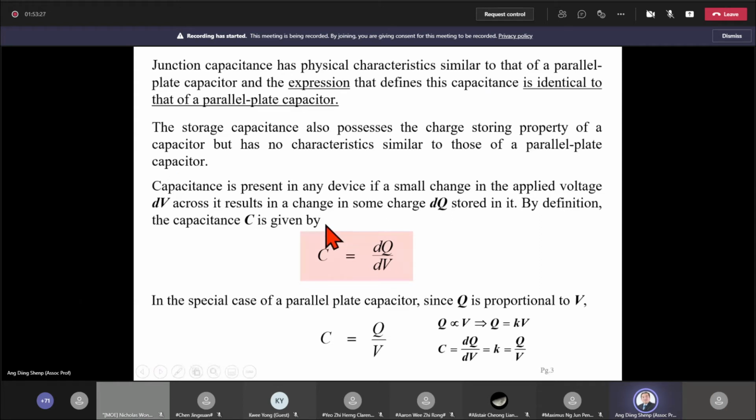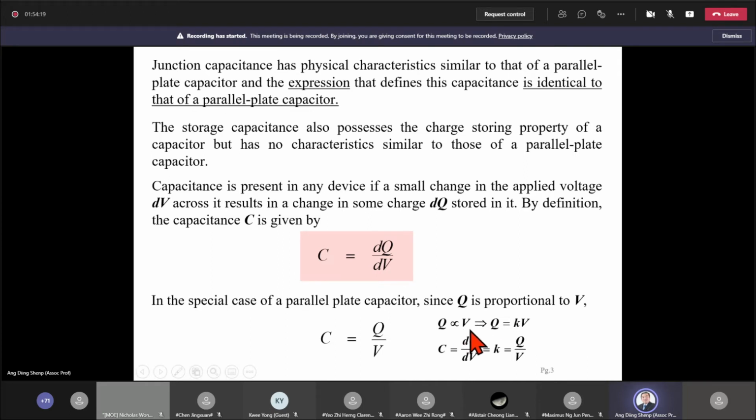Now, as I told you earlier, capacitance, or capacitive effect, is present in any device, not only a semiconductor device, but in fact in any device, if a small change in the applied voltage across the device results in a change in some charge stored. So the definition of capacitance is actually dQ over dV. Now, in the special case of a parallel plate capacitor, Q is proportional to V. If you do not understand this or you have forgotten this, we saw the equation that relates Q to V earlier. You can refer back to the deck of slides on the capacitor 101, and you will see that in the parallel plate capacitor, the amount of charge stored on the plate is actually proportional to the voltage applied.